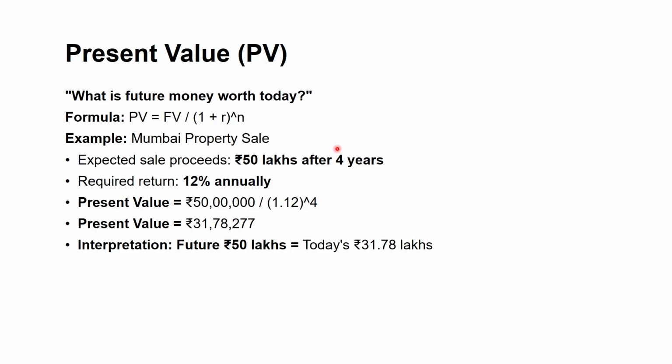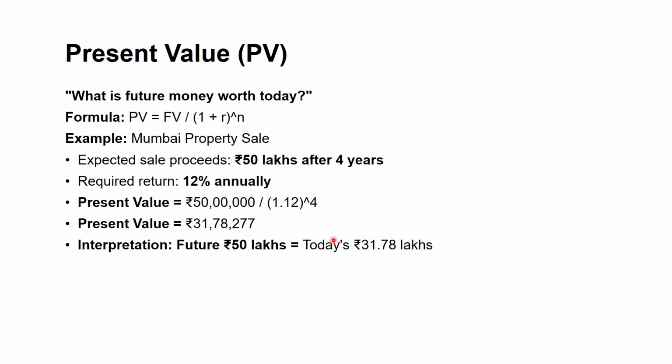Suppose you expect to receive 50 lakhs from selling property after 4 years, and your required return is 12% annually. Using our formula, PV equals 50 lakhs divided by 1.12 raised to the power of 4, which equals 50 lakhs divided by 1.5735, giving us 31.78 lakhs. This means that receiving 50 lakhs after 4 years is equivalent to receiving 31.78 lakhs today, assuming you can earn 12% annually on an alternative investment.